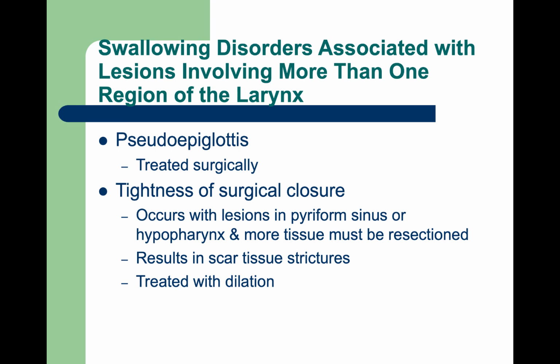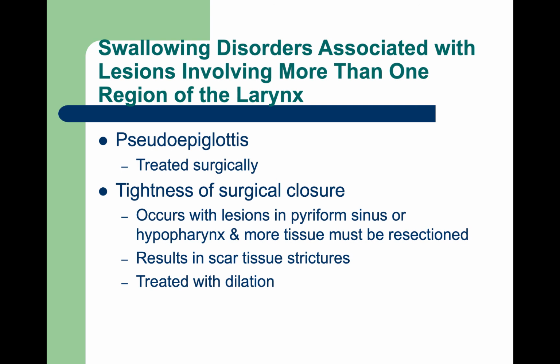Another problem that can occur is tightness of surgical closure. When people have multiple regions resected, it involves a more extensive resection of the pharyngeal mucosa, and as a result, the surgeon needs to do a tighter closure. So scar tissue strictures, remember a stricture is a narrowing, can form at the opening of the esophagus, and as a result, this prevents large amounts of material or thick consistencies from passing through the esophagus.